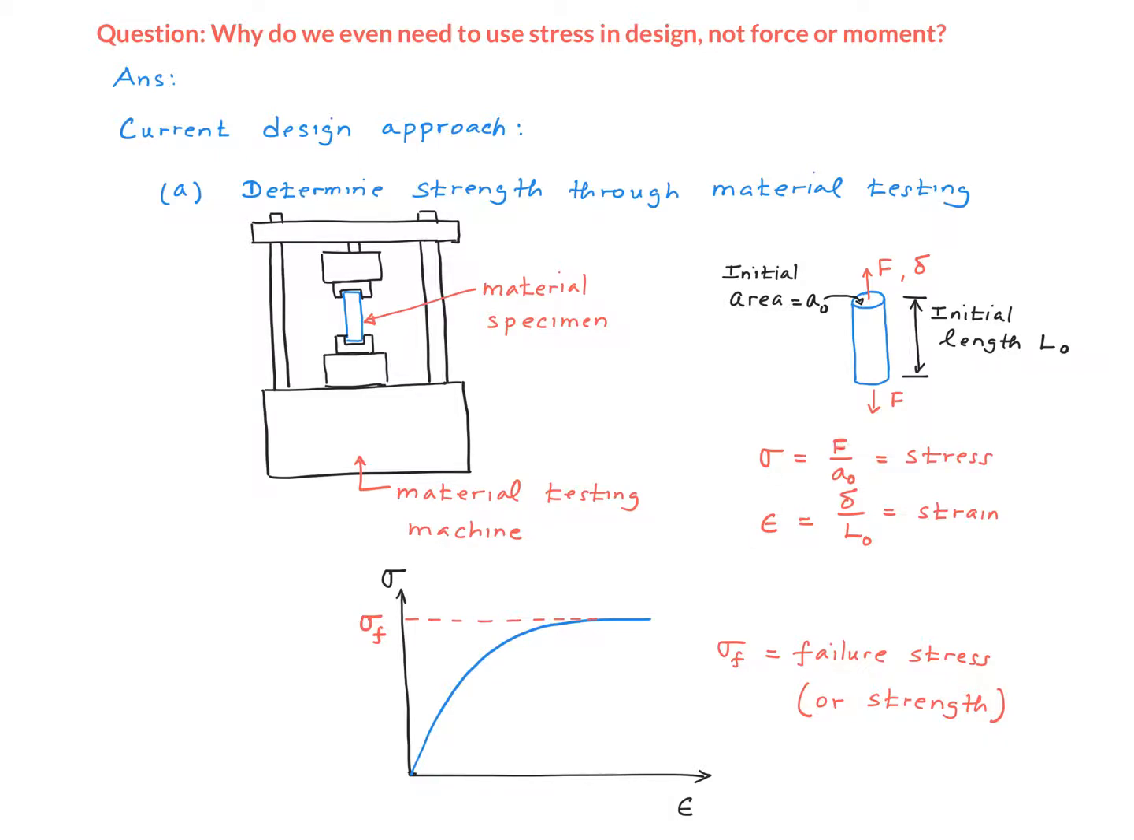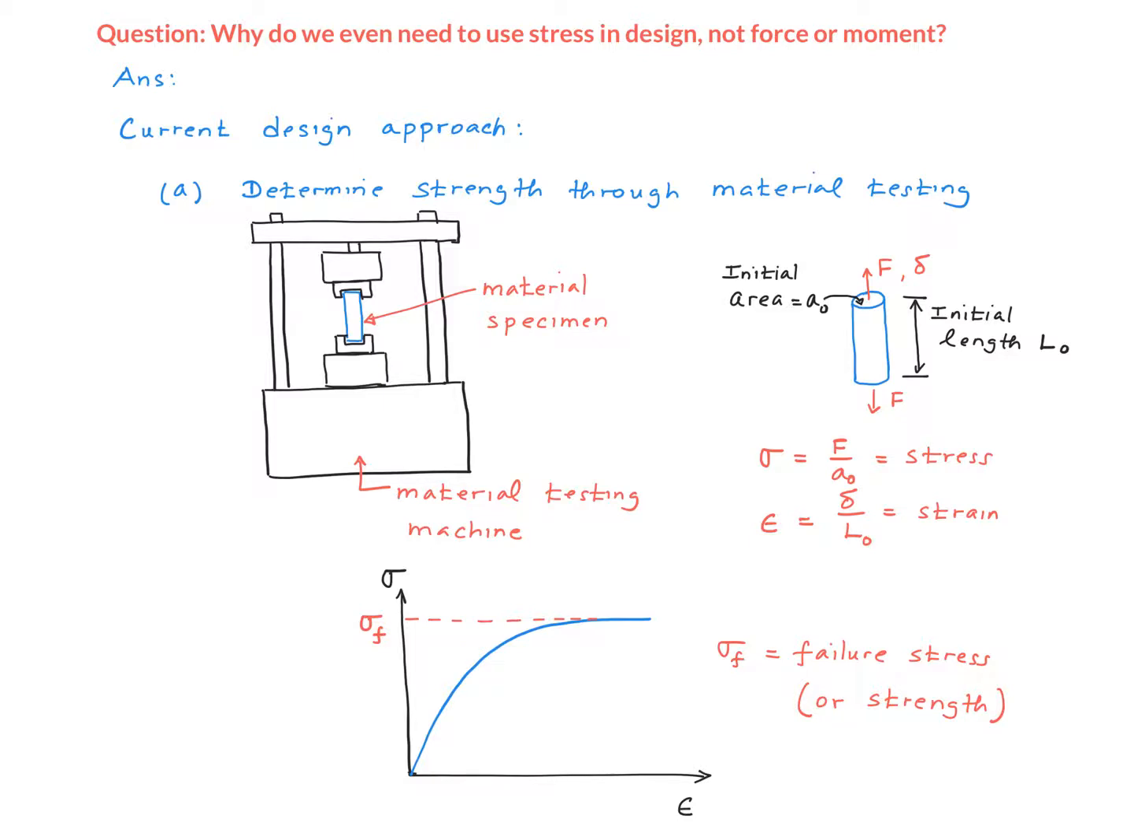Stress is simply force divided by the initial cross-sectional area of the specimen, A naught, and the strain is simply the displacement delta divided by the initial length of the specimen. Now you keep plotting a relationship between sigma and epsilon, and typically you will get something like this. The exact shape of the curve depends on the material, and the detailed discussion of that is beyond the scope here. But the shape here is sufficient for the purpose of the discussion.